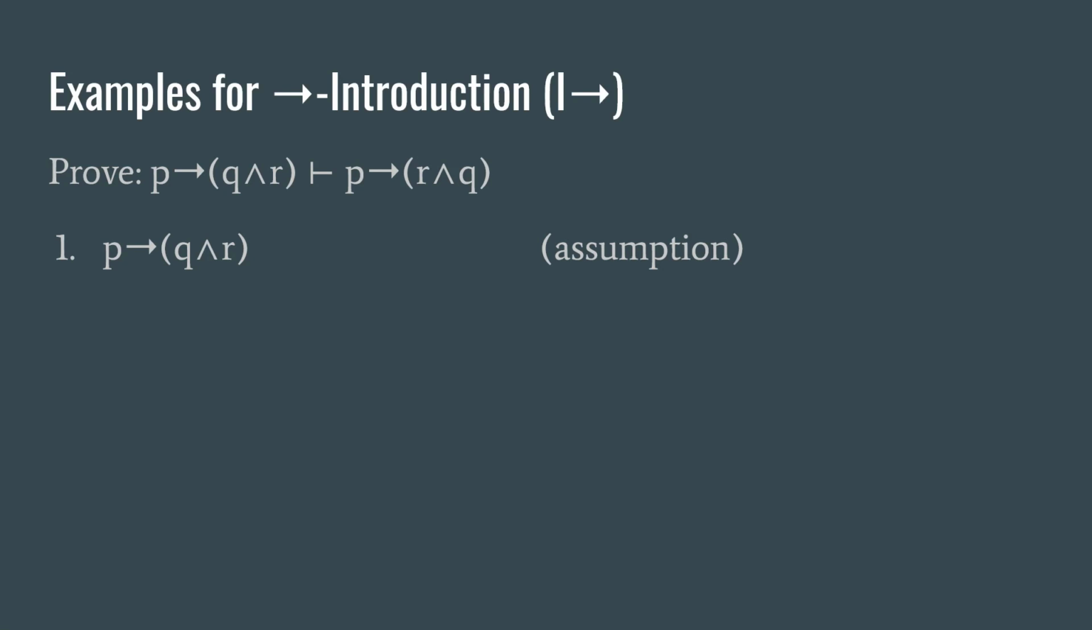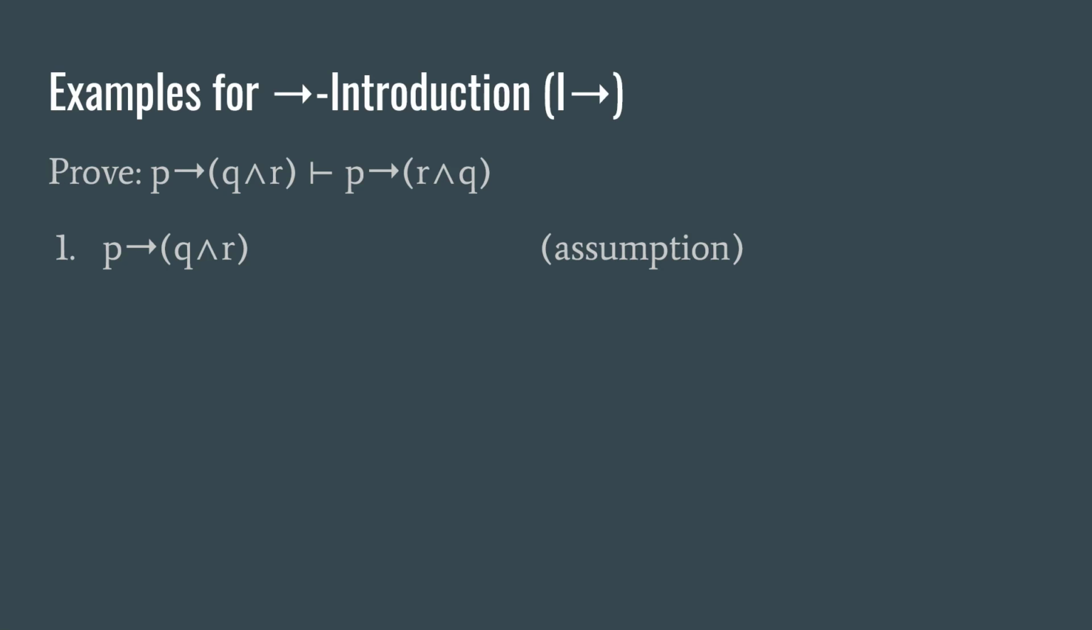So suppose we're given the premise P arrows Q and R, and we're told to prove that P arrows R and Q follows from that. All we've done here is switch the order of the conjunction, and we know that's going to follow because this doesn't change the meaning. Switching the order of the conjuncts doesn't change the meaning of an and statement. So how do we do this?